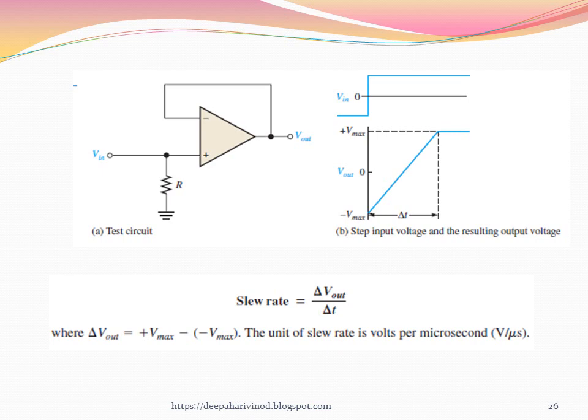Slew rate is defined as delta Vout by delta T, where delta Vout equals plus Vmax minus minus Vmax. Delta Vout is the value, meaning plus Vmax minus minus Vmax. The unit of slew rate is volts per microsecond.